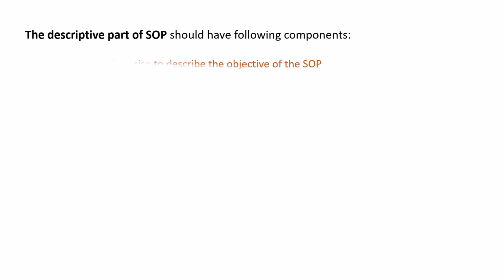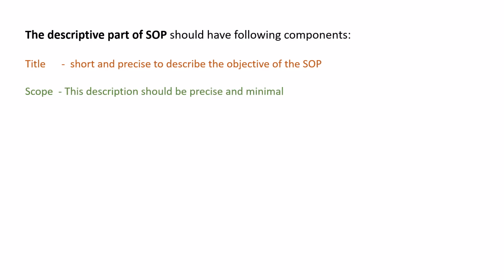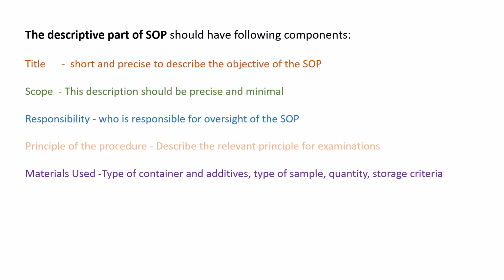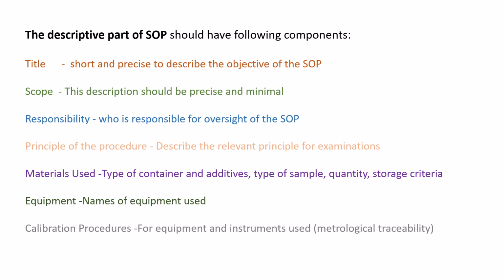Now the descriptive part of the SOP. First is the title. It should be short and precise to describe the objective of the SOP. Then scope. This description should be precise and minimal. Responsibility: who is responsible for oversight of the SOP? Principle of the procedure: describe the relevant principle for examination. Then material used: type of container, additives, type of sample, quantity, storage criteria. Followed by equipment: name of equipment used. Then calibration procedure for equipment and instruments used.